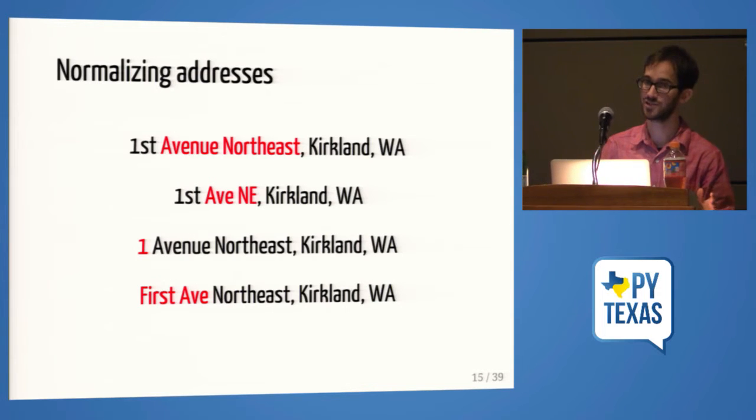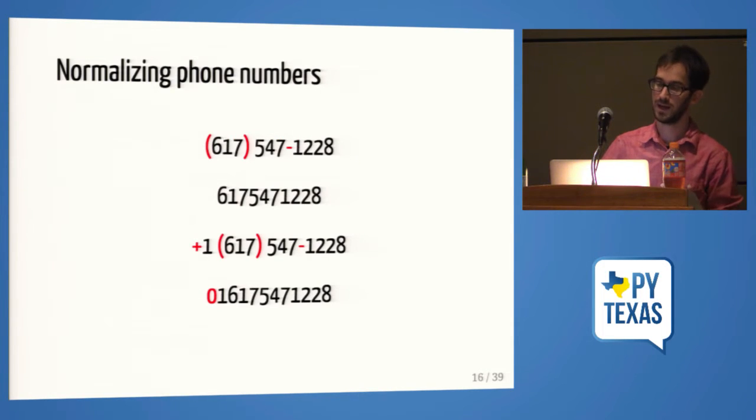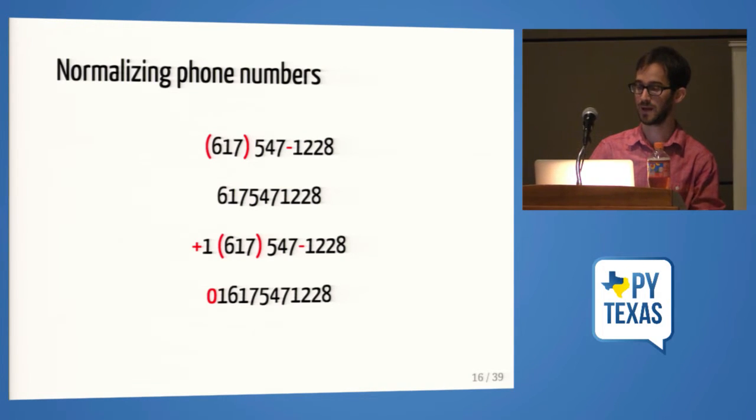Another example is normalizing addresses. This is the same address in different ways, and we need to be able to normalize them so we can later on match them together and say that all of these addresses are basically the same one. And normalizing phone numbers. We might have the phone number in different variations, with the country code or without. Either way, normalizing the phone numbers, I think, is a very simple step.